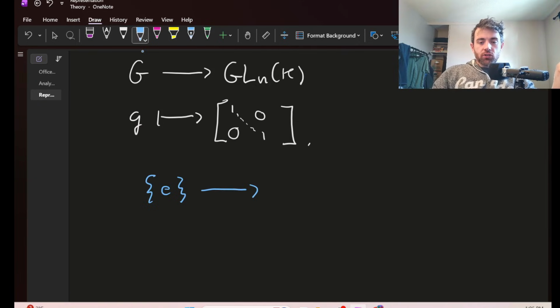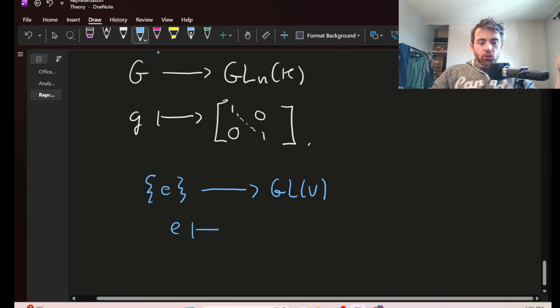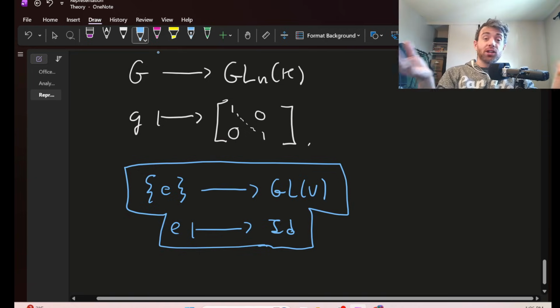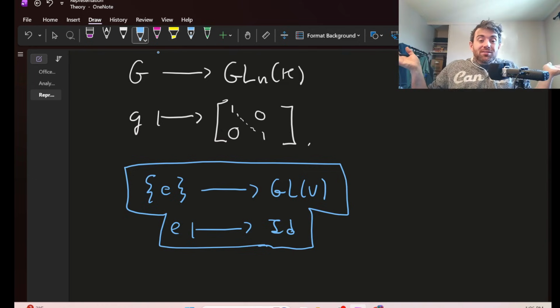I want to send this homomorphism into GL(V) of any vector space. But we know that every group homomorphism has to send the identity to the identity. So of course, I have no other choice for the trivial group. So in this case, we've already completely classified every single representation of the trivial group, right? That's it, we're done. They're all exactly this. For every vector space, there exists one and only one representation of the trivial group on that vector space.